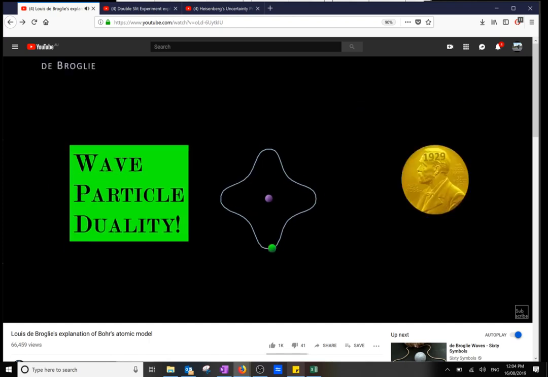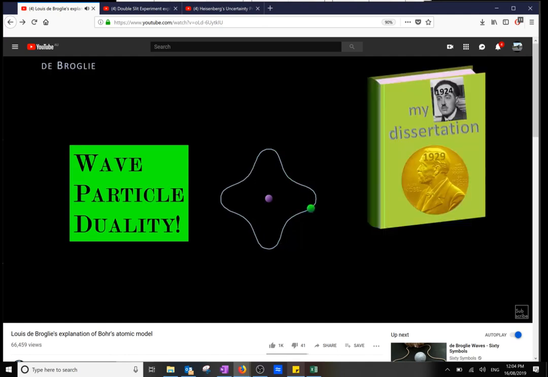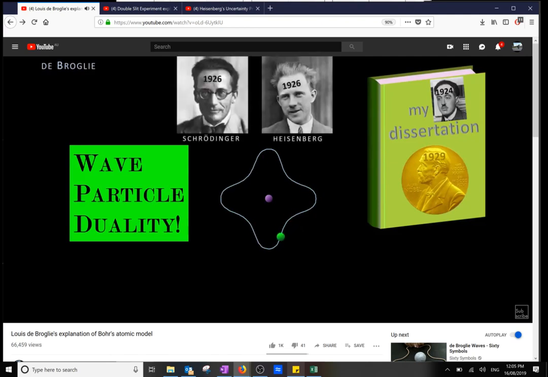It earned de Broglie the Nobel Prize in Physics in 1929, only 5 years after its publication as part of his PhD thesis, and was a critical step in establishing the quantum mechanical model of the atom 2 years later by Schrödinger and Heisenberg, a model which is intimately based on the wave properties of the electron devised by de Broglie.